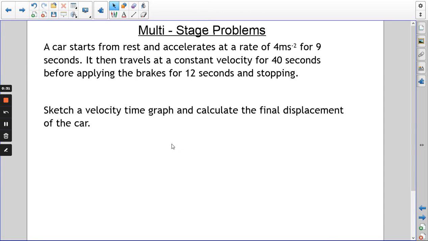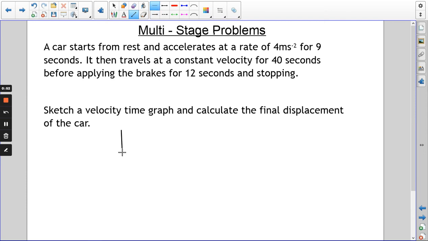Right, if you have a look at this first question then, we've got a car that starts from rest and accelerates at a rate of 4 meters per second squared for 9 seconds. It then travels at a constant velocity for 40 seconds before applying the brakes for 12 seconds and stopping. Sketch a velocity time graph and calculate the final displacement of the car. So this is a problem in 3 parts.